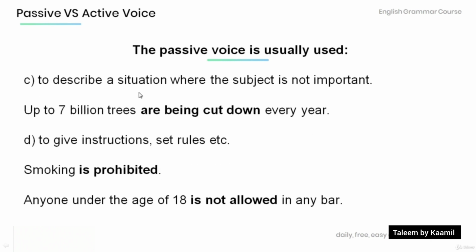C, to describe a situation where the subject is not important. Have a look at the example over here. Up to 7 billion trees are being cut down every year.